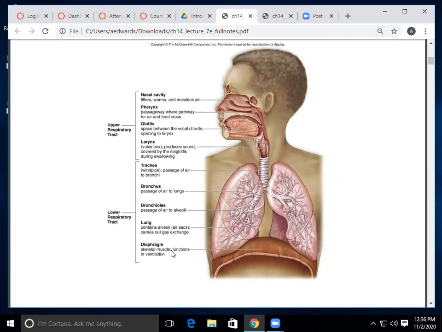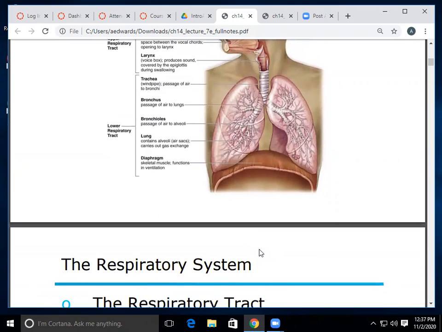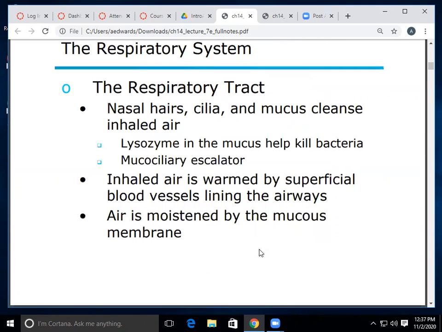The diaphragm is actually made up of skeletal muscle, okay, and it helps you also with ventilation. So even though it's helping you with breathing, it is skeletal, so you do have some control over it. Okay. People who sing a lot, if they practice, usually have strong control over their diaphragm. Helps them project their voice out.